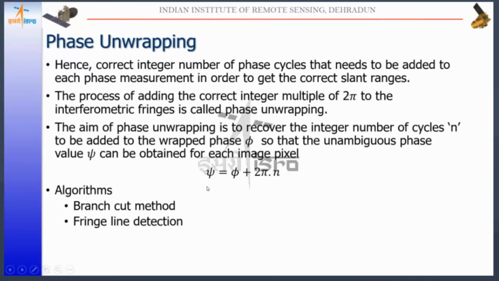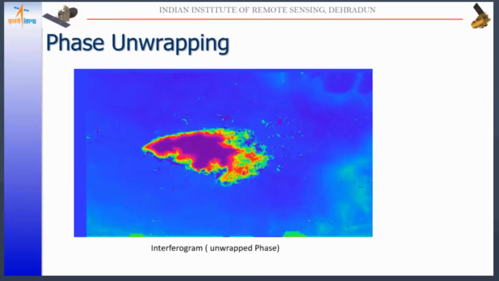Okay, in this algorithm we will use the branch cut method and fringe line detection for phase unwrapping. What we will do is add different integer multiples of 2 pi and see how the new phase comes out. In this way we find the new phase, called the unwrapped phase, from the SAR interferogram. After the phase unwrapping, you can see how the interferogram looks.